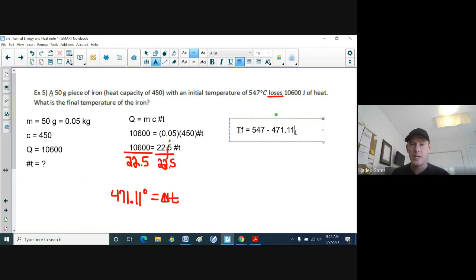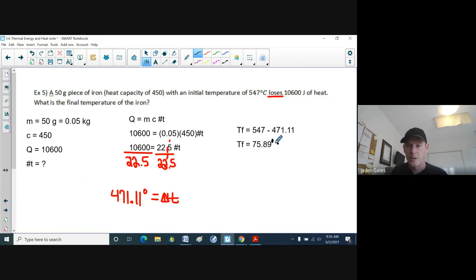And so our final temperature of this piece of iron is now going to cool down to 75.89 degrees Celsius. There we go. So that is, again, another form of energy that we're looking at, which most of us have experience with, especially in the last week where the weather's been nice. So it's kind of nice to have some heat energy.